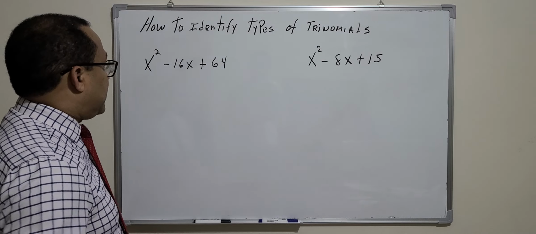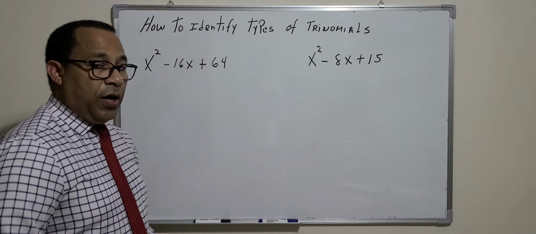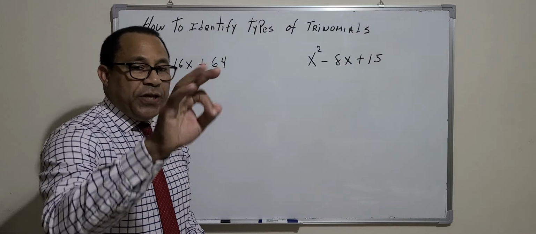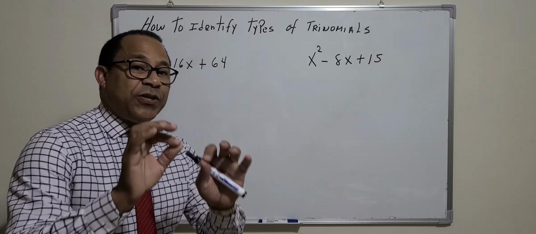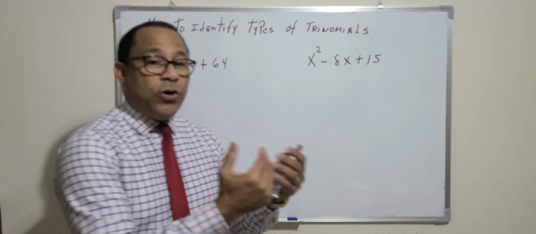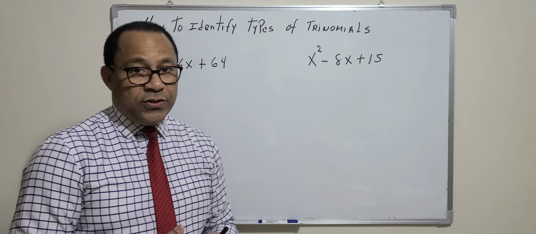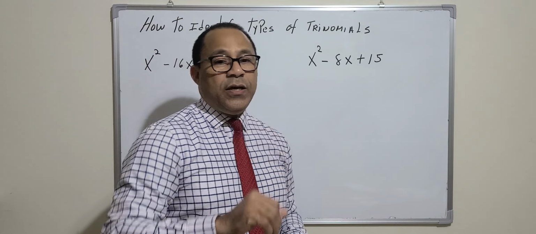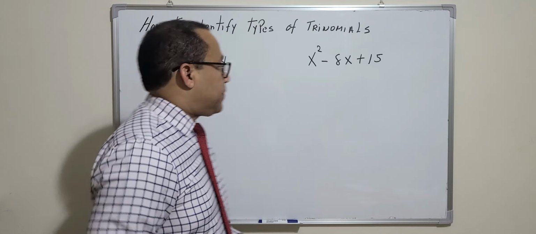This trinomial is called a perfect square trinomial. Why is it called a perfect square trinomial? There are 3 steps in order to identify it. Because first we need to know the name. Once we know the name, we know how to factor it. It's a perfect square trinomial because of these 3 simple steps.